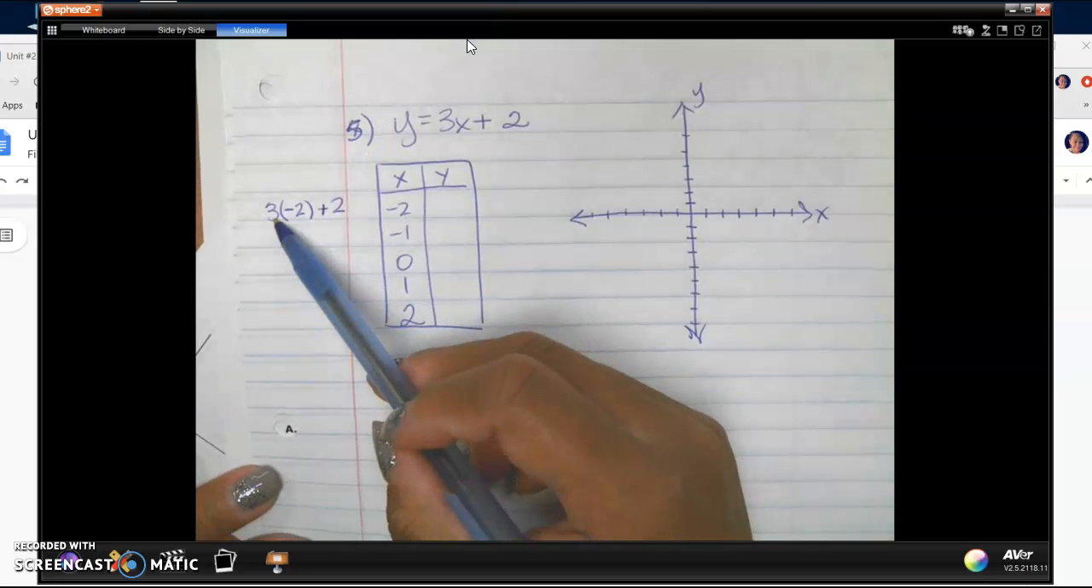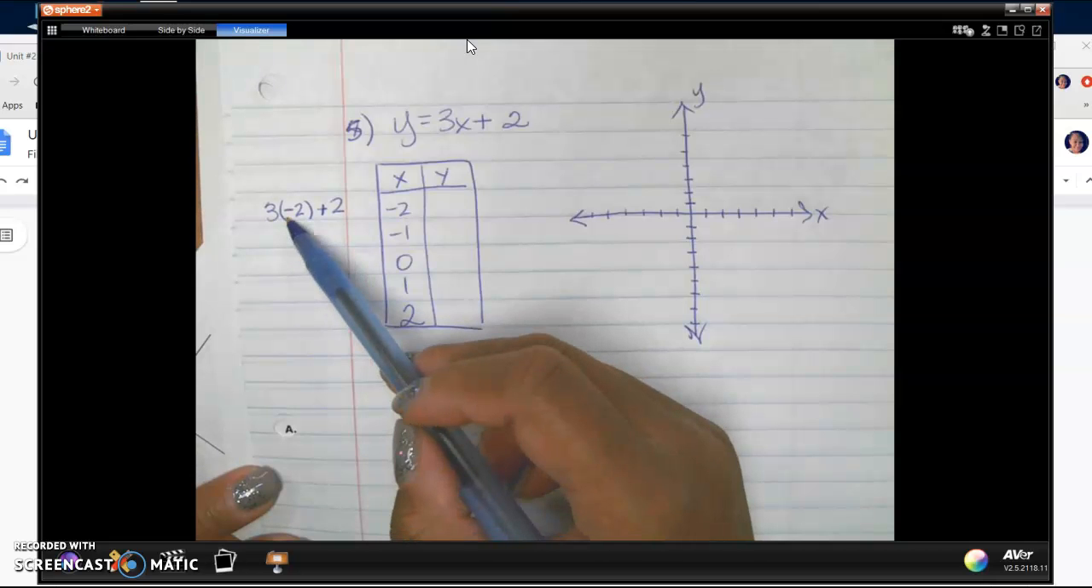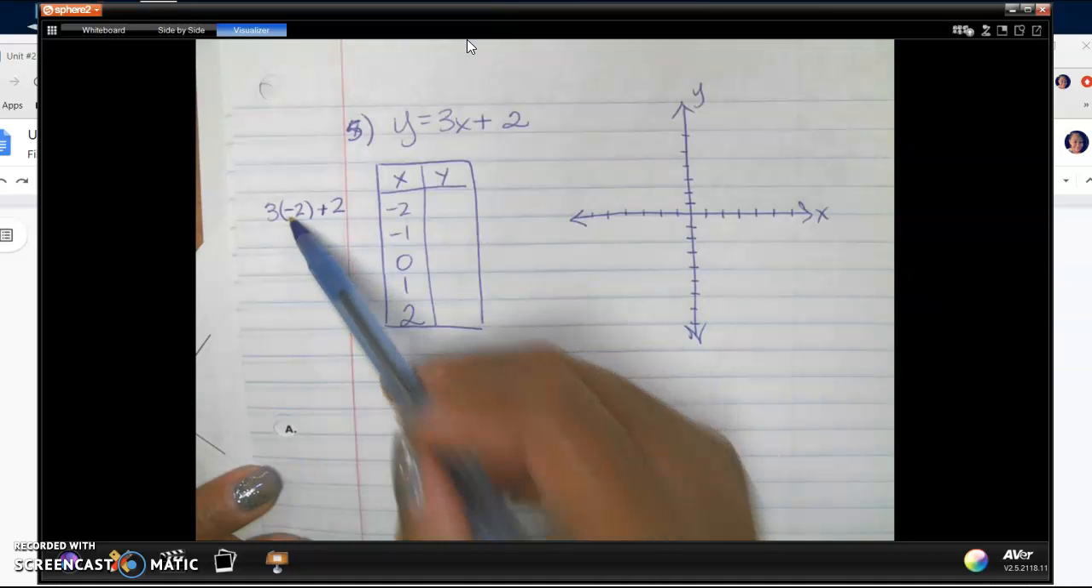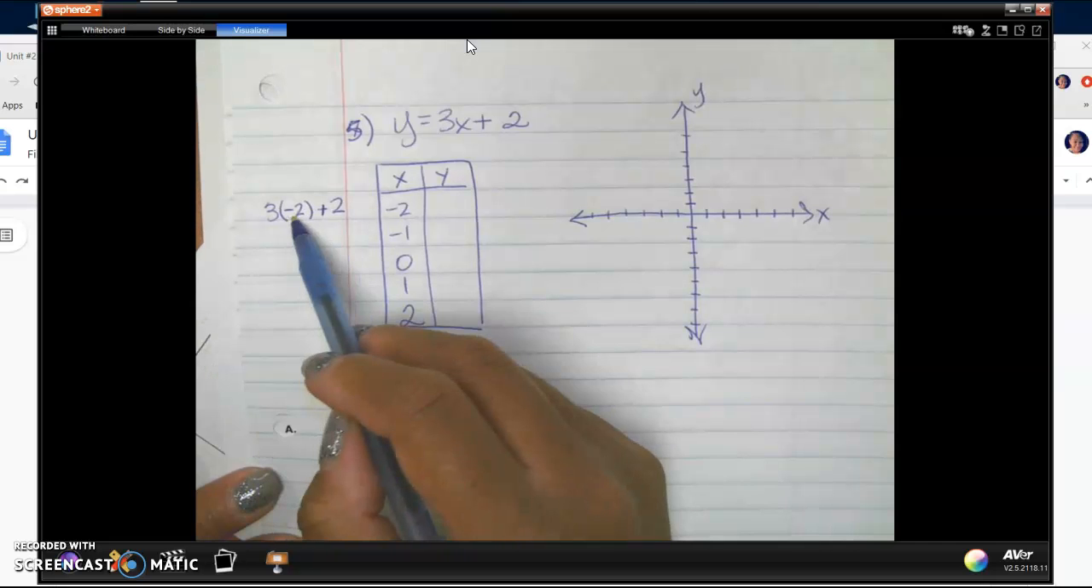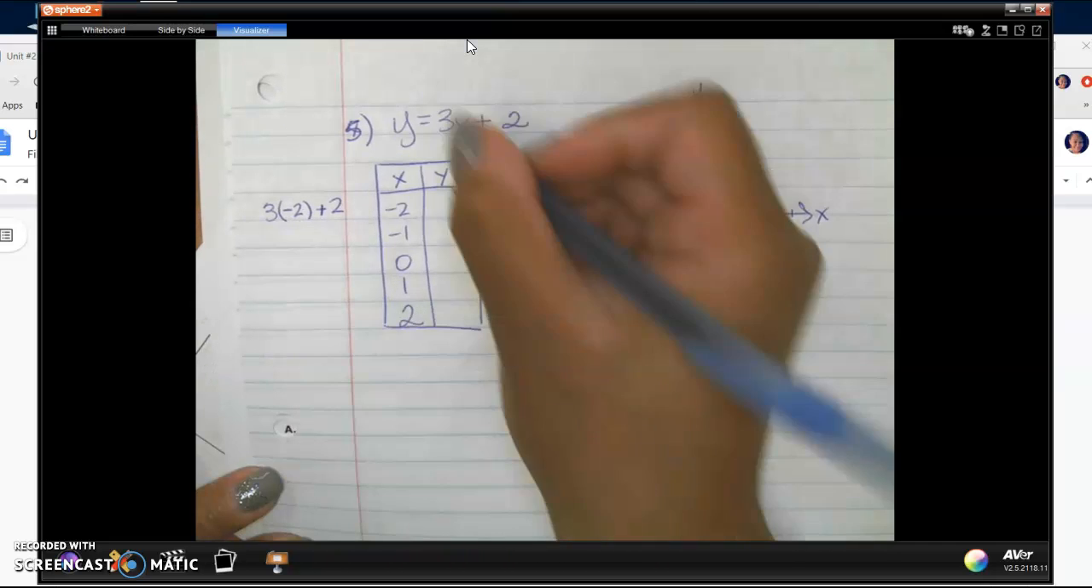All right, integer operation. A positive times a negative is a negative. 3 times -2. Oh, is that your whole answer? Hold on. 3 times -2. -6 plus 2. -4.